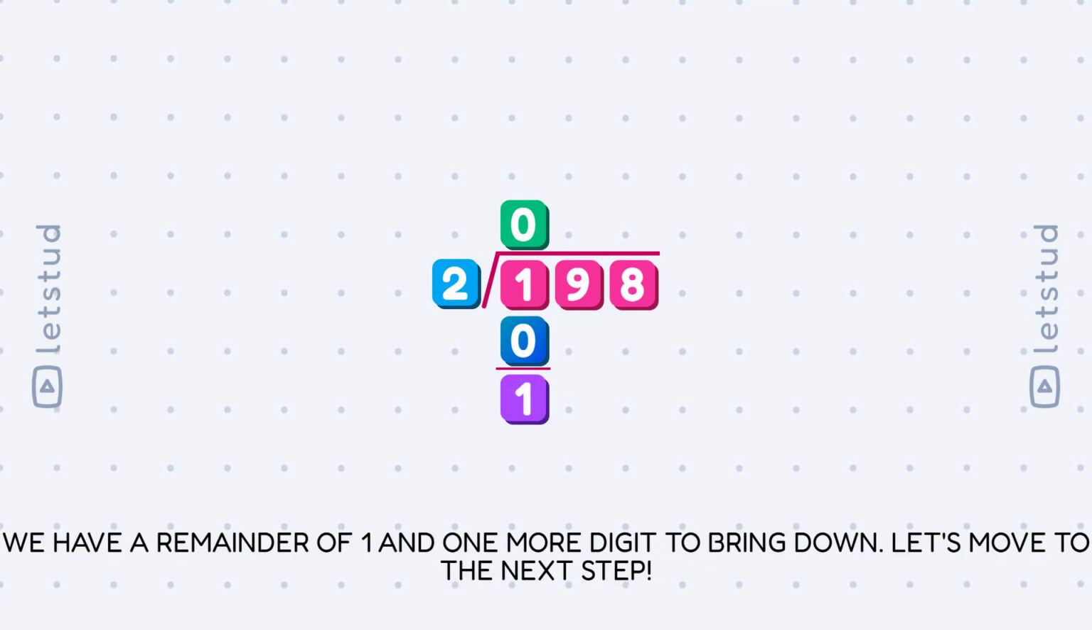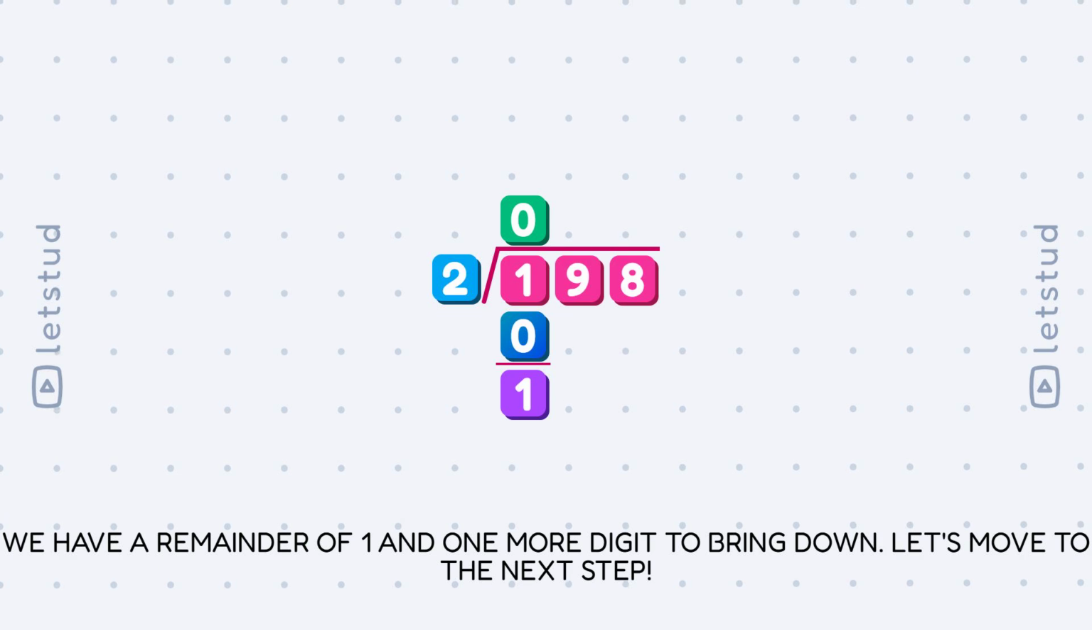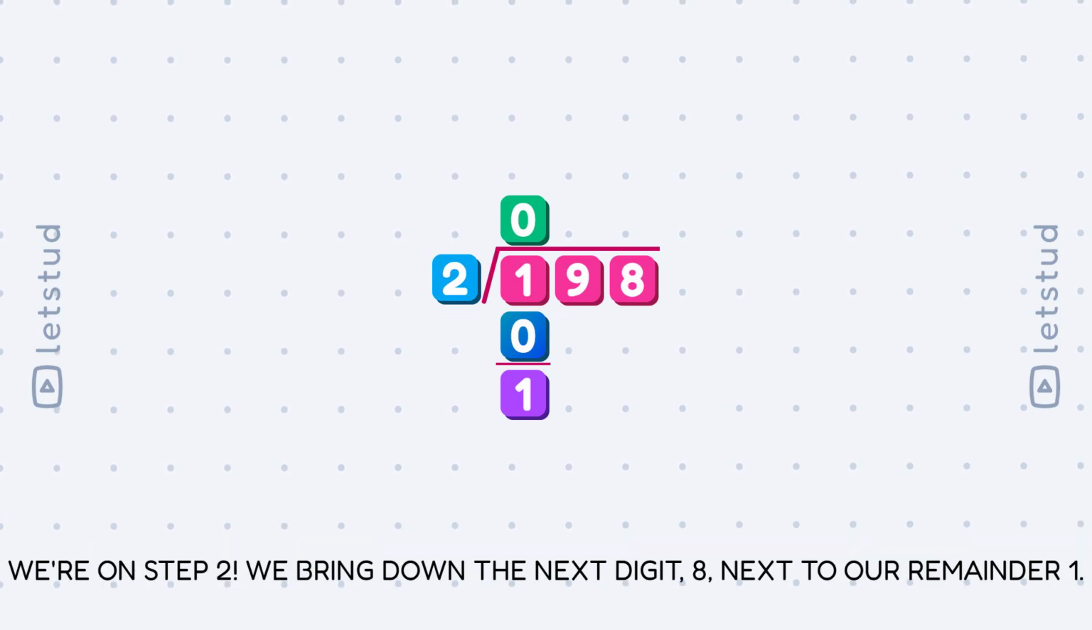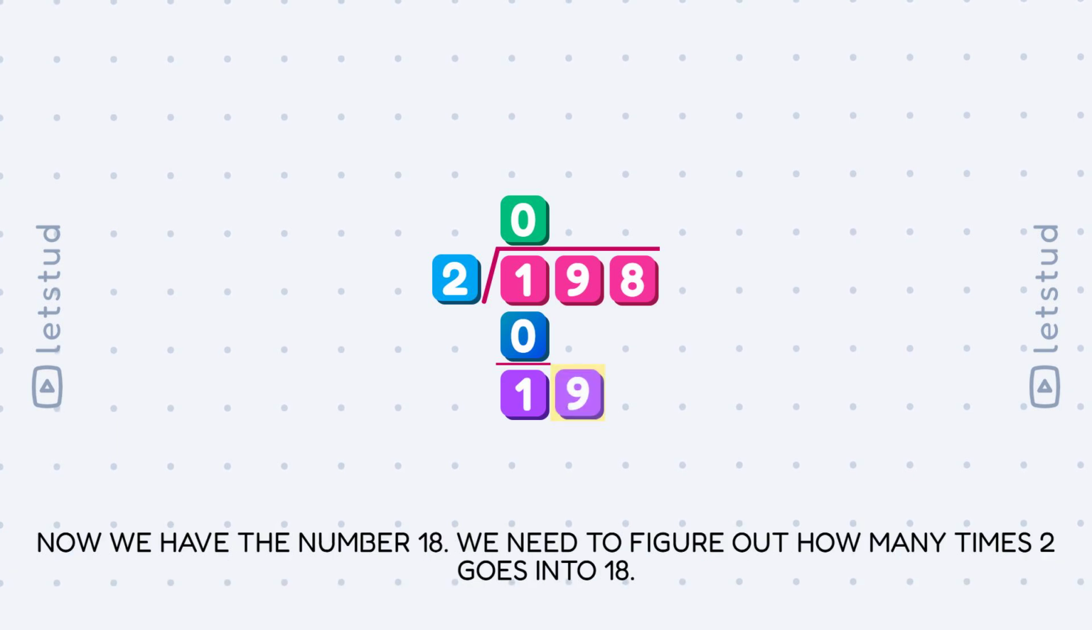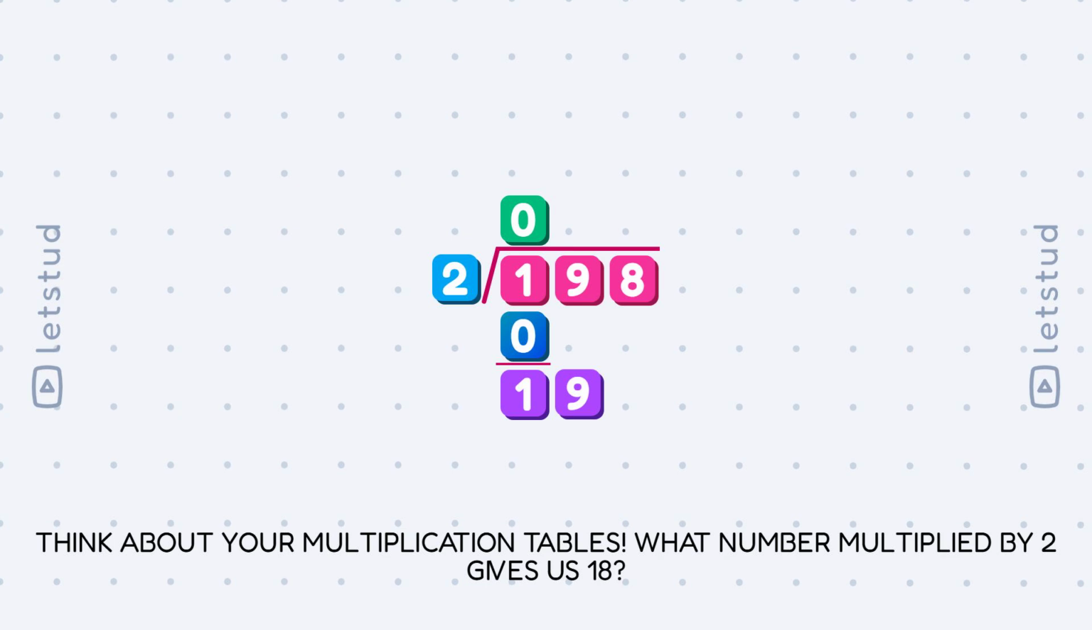We have a remainder of 1 and one more digit to bring down. Let's move to the next step. We're on step 2. We bring down the next digit 8 next to our remainder 1. Now we have the number 18. We need to figure out how many times 2 goes into 18. Think about your multiplication tables. What number multiplied by 2 gives us 18?